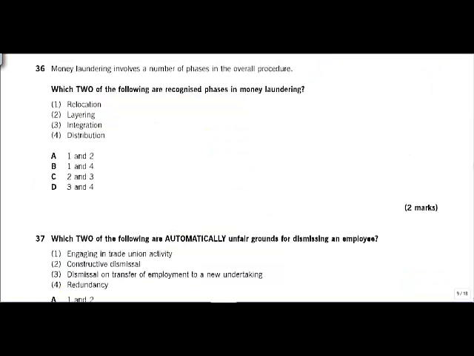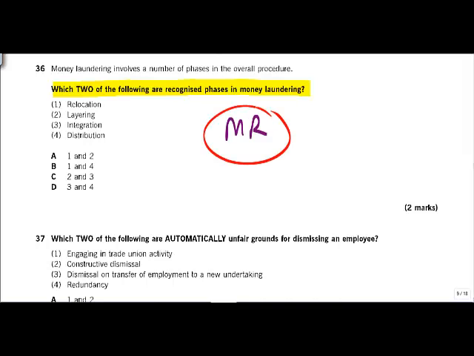Some of the questions will be what we call a multiple response question. So in this particular case here, you're asked which 2 of the following are recognised phases in money laundering. Now the ACCA have been quite clear on this. Where you get a multiple response question, you will be told how many of the responses are correct. And in F4 we would expect you to be given a list of 4 possible options, and you would normally be asked to select which 2 of those.